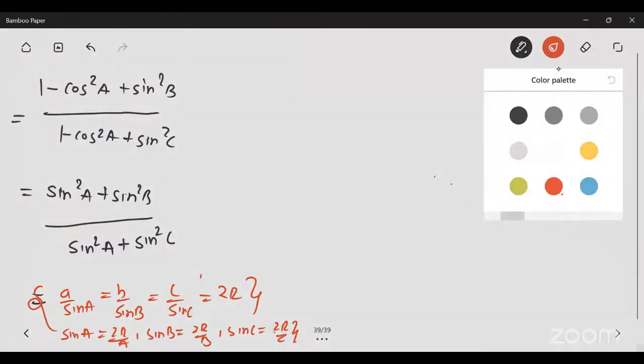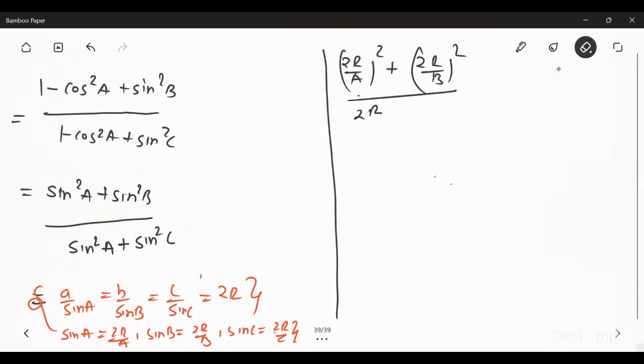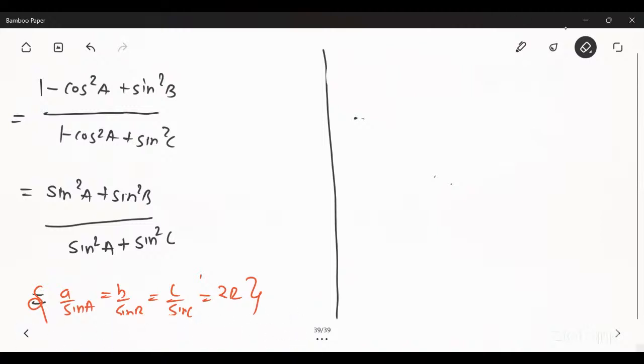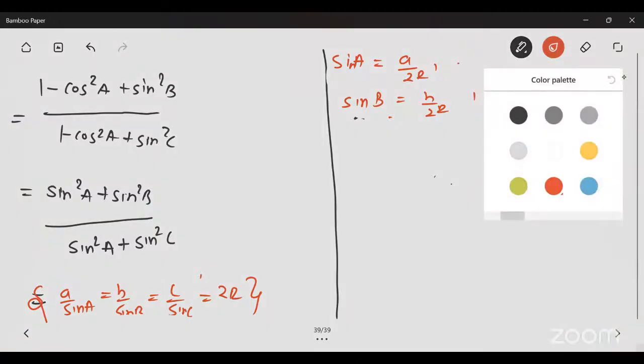Now put one by one the values. Sine a is a upon 2r, sine b is b upon 2r, and sine c is c upon 2r. Now put one by one these values here.